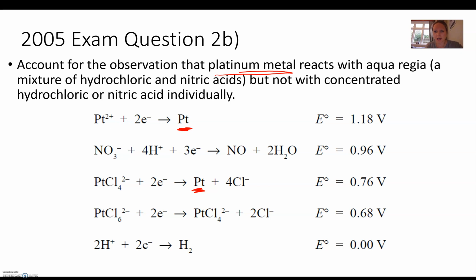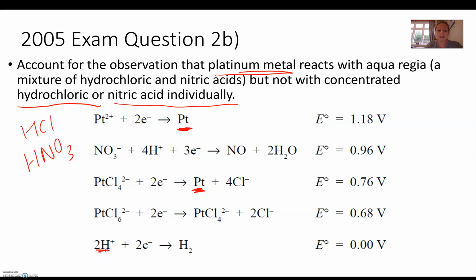How I've chosen to answer this question is to start by doing balanced equations and half cells for the platinum metal and the individual reactions of hydrochloric acid and nitric acid. So hydrochloric acid is HCl and nitric acid is HNO3. So there's kind of three different equations that you need to do.